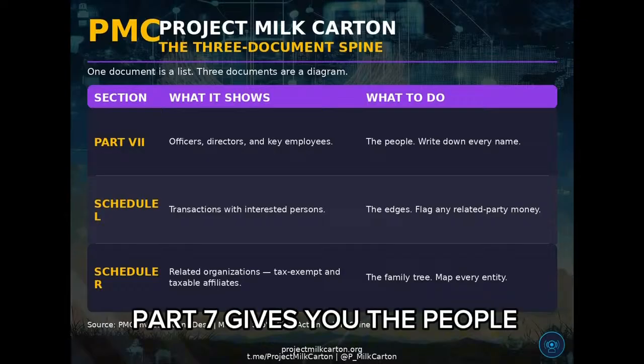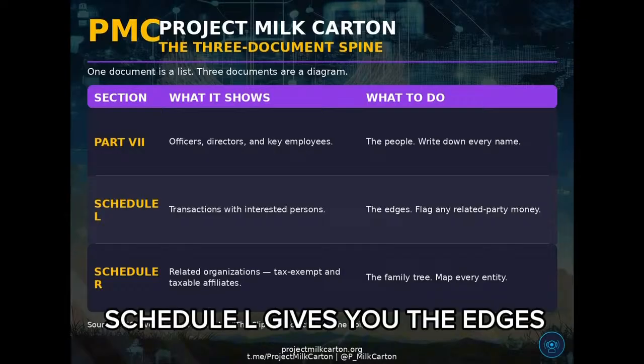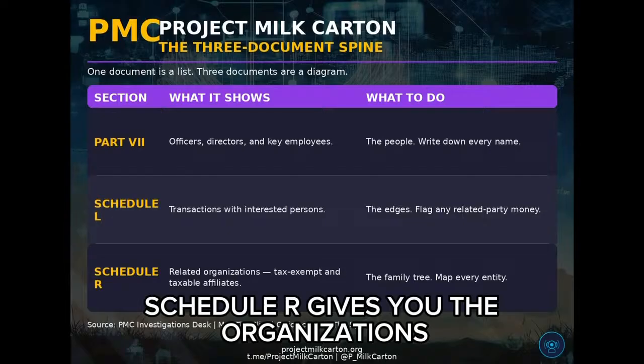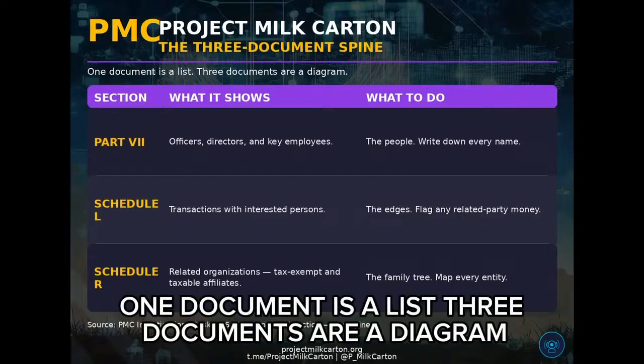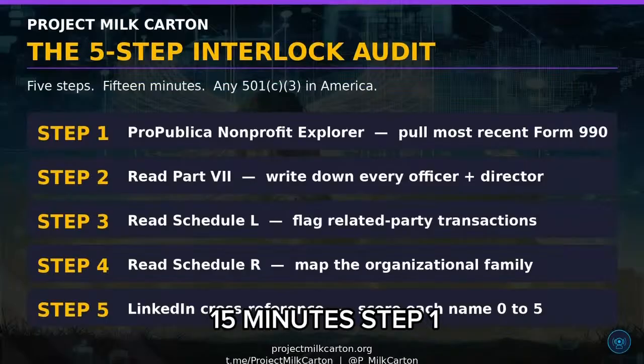Part 7 gives you the people. Schedule L gives you the edges. Schedule R gives you the organizations. 1 document is a list. 3 documents are a diagram. Now the audit, 5 steps, 15 minutes.